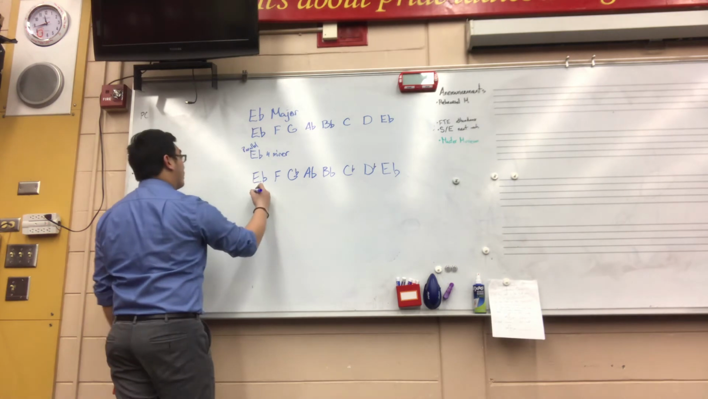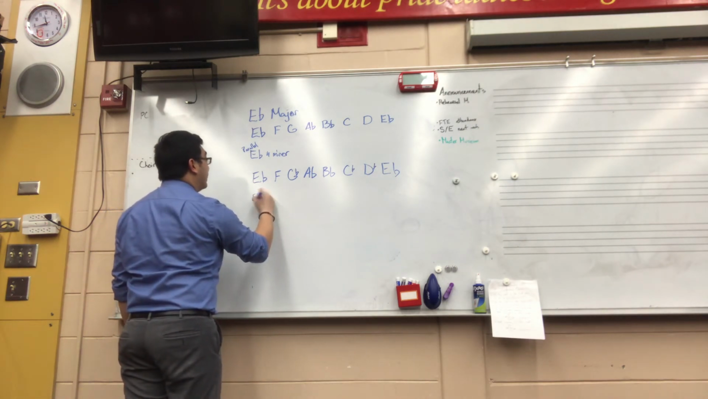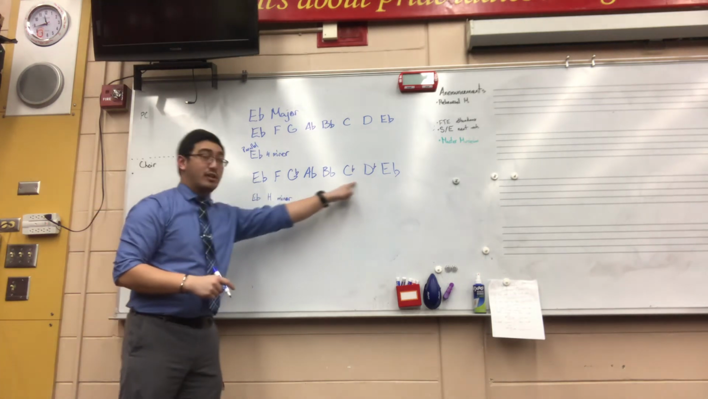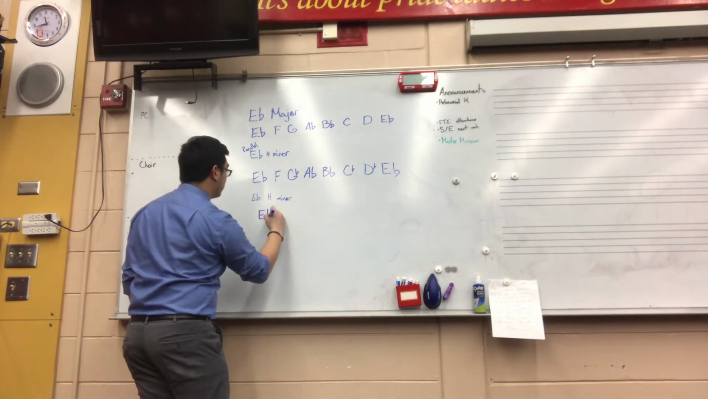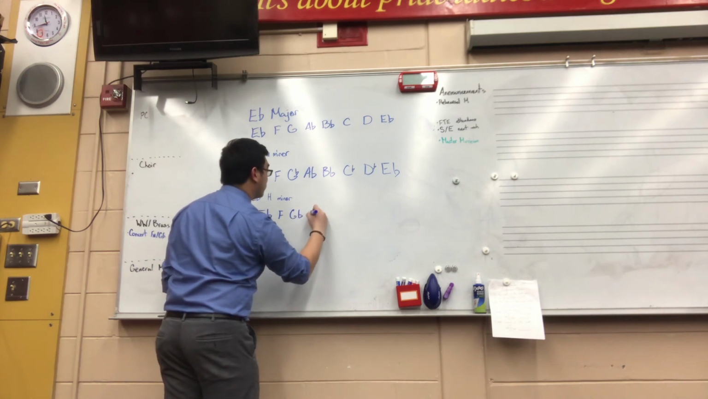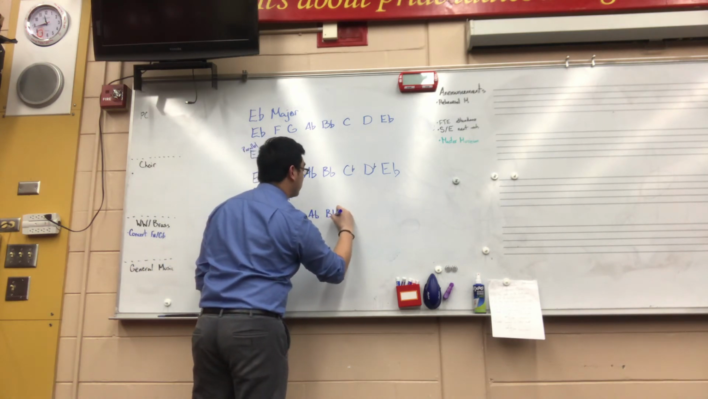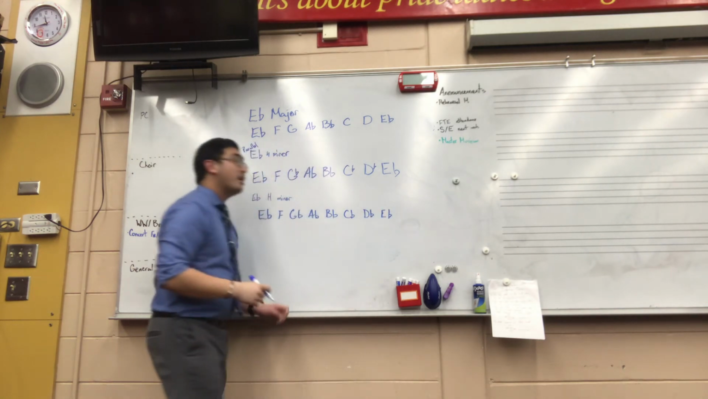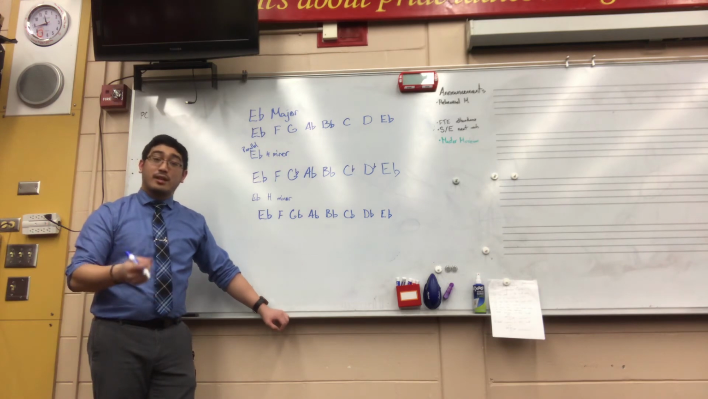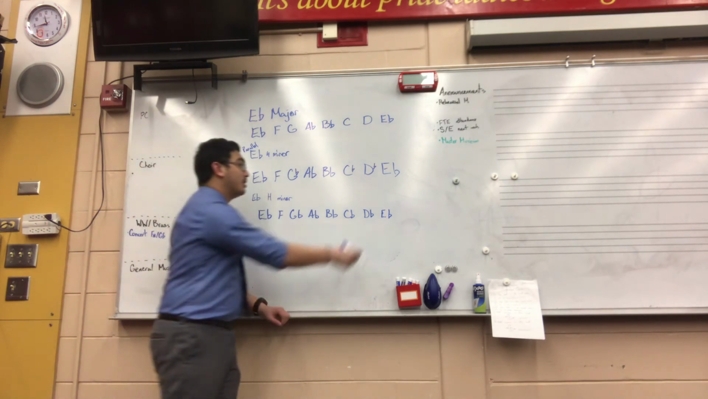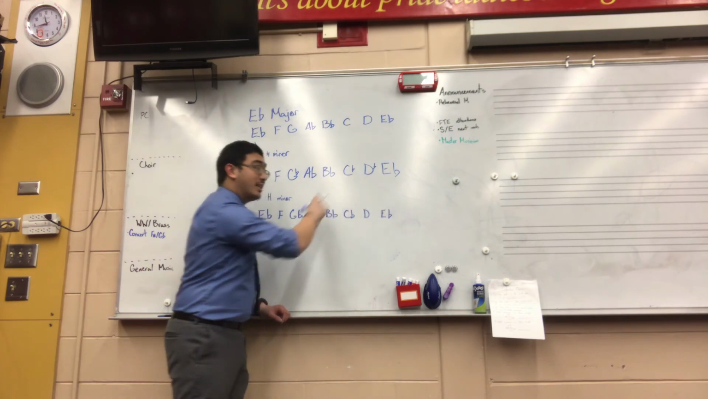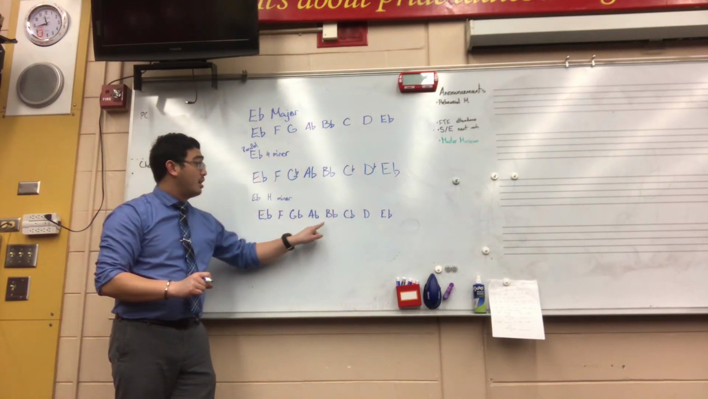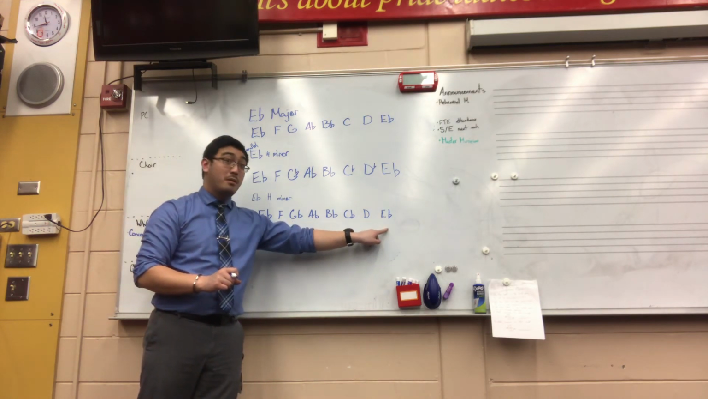The next parallel minor would be E flat harmonic minor. Copy and paste the natural minor. But now we're going to raise scale degree 7 by a half step. D flat now becomes D natural. The harmonic minor, do, re, mi, fa, sol, la, ti, do.